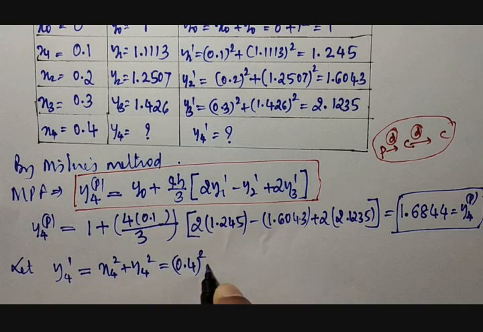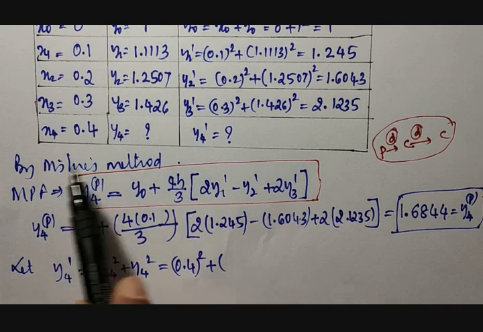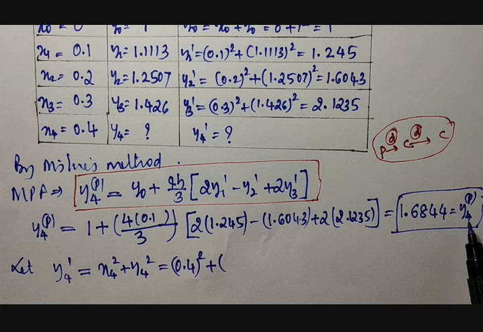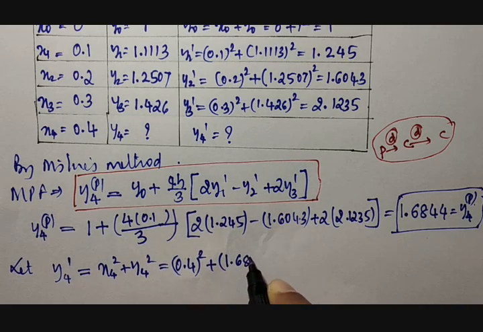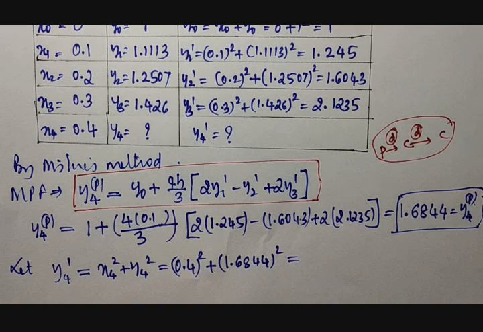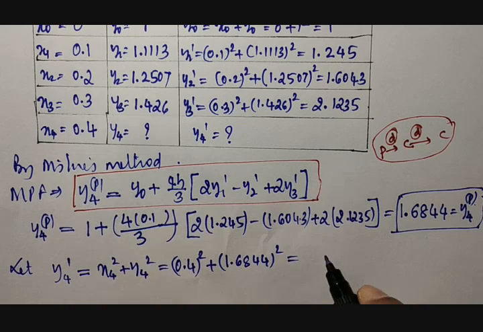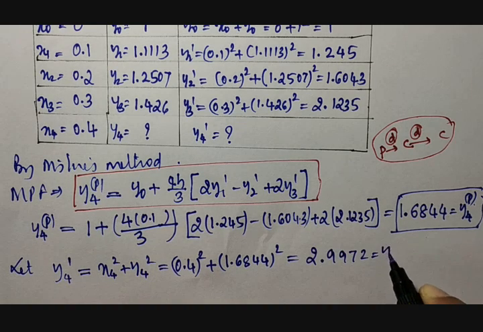0.4 the square plus y4, which is not there. When it is not there, the recent result, whatever it is there, that has to be considered. x4 prediction we are having, that is 1.6844 t square. This has to be considered. And what is the value of this? Just take a calculator and calculate. If you calculate this, it will be equal to 2.9972. That is y4 dash.